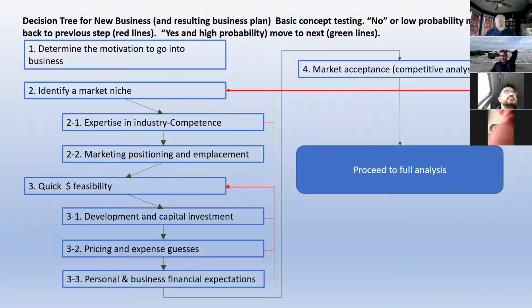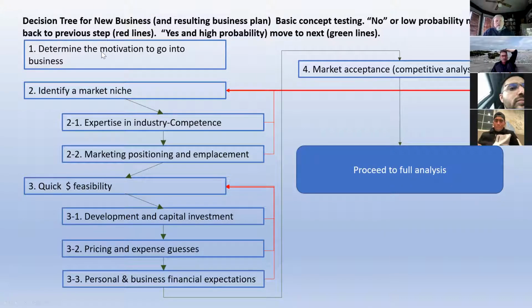But these are sort of the steps of a decision tree to start building a new business. And the basic idea is to build a go or no go kind of strategy, so that if you hit a no go step, you simply go right back where you were, and you try to come at the problem another way and see if you can fix that problem.